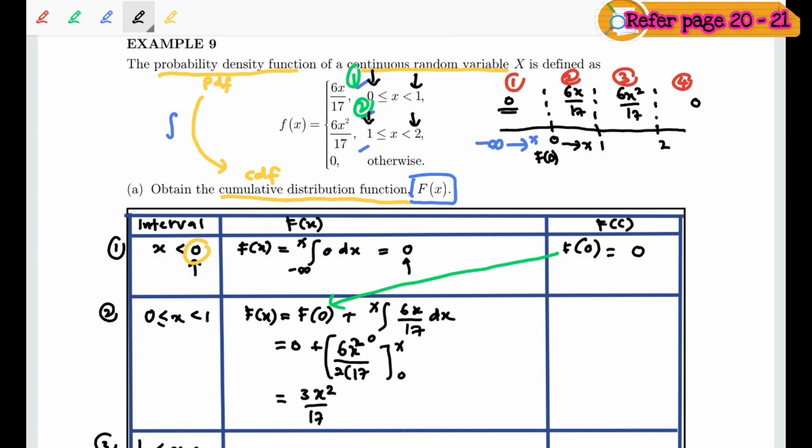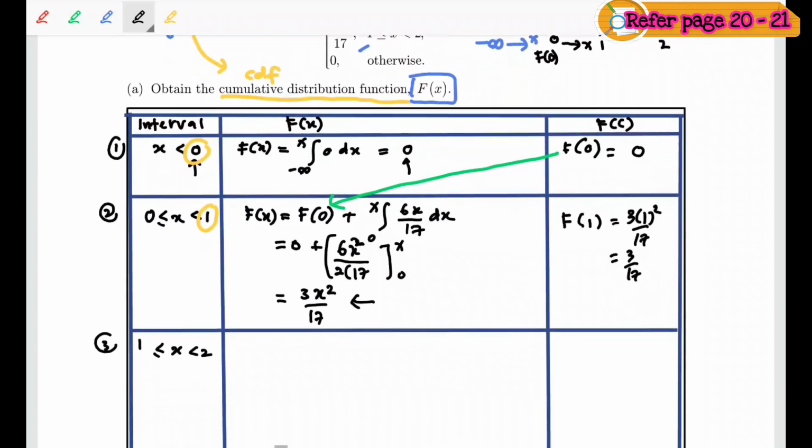So we have done that part, and then we proceed to F of c. F of c is F of 1, because the upper limit here is 1. The maximum here is 1, so I'm going to find F of 1. Substitute 1 into this function, and we have 3 times 1 squared over 17, so we will get 3 over 17.